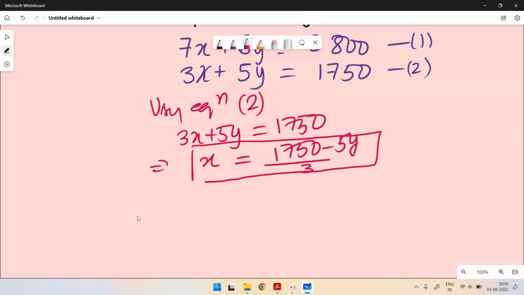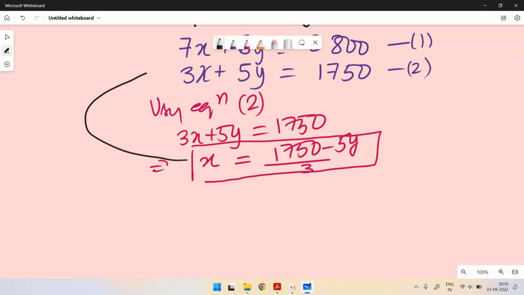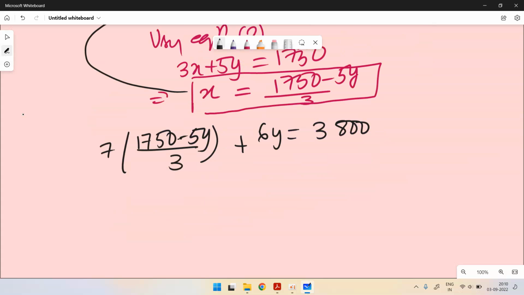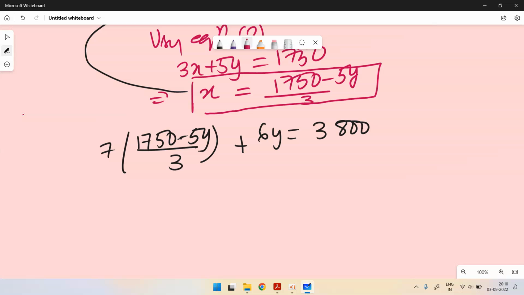So this is substituting this value of x in equation number 1, because I have used equation number 2 to get this. So it is 7 into, in place of x you write (1750 minus 5y) by 3, and 6y equal to 3800. This linear equation is easier to solve than the quadratic equation, where every time you have to find b square minus 4ac and the under root.